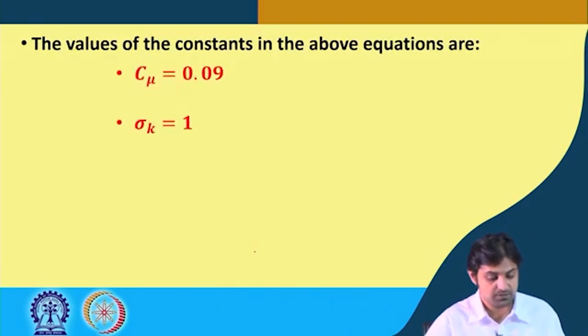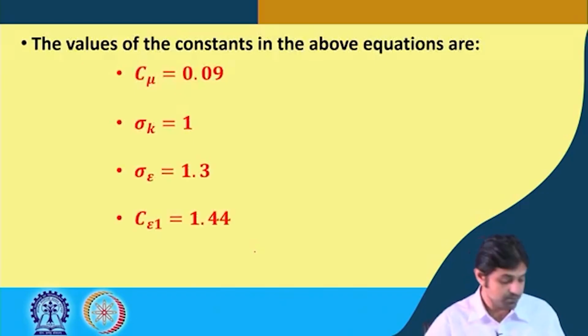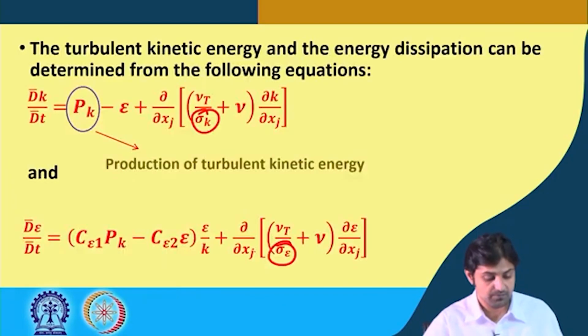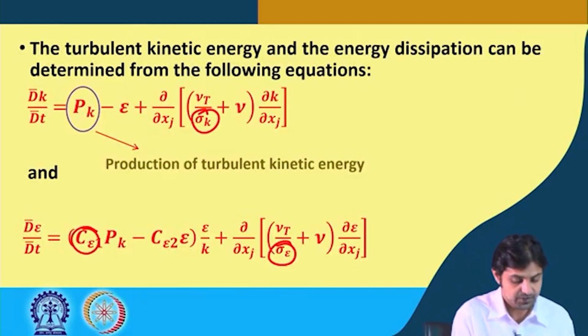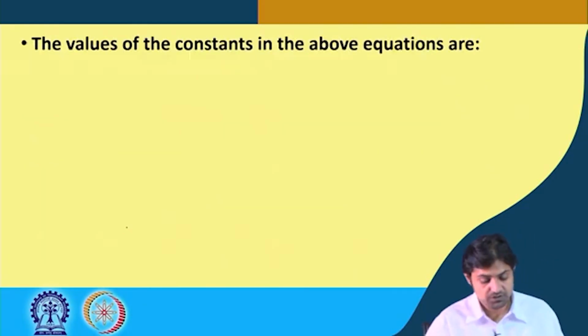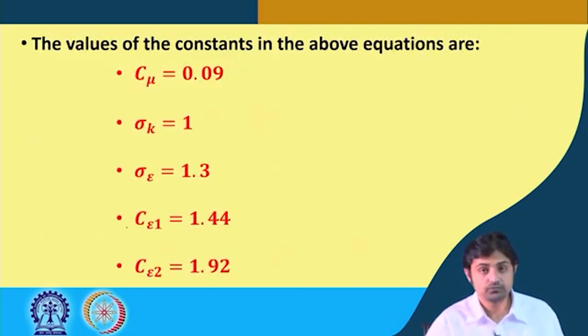So, there are some terms, there is sigma, there is C epsilon 1, there is C epsilon 2. So, those things are already known. These are the values that we use. So, what we do is we solve the k and epsilon equations, use those equations to find out the turbulent eddy viscosity nu t, put it into the Reynolds shear stress equation, and use it in the Reynolds averaged Navier-Stokes equation.